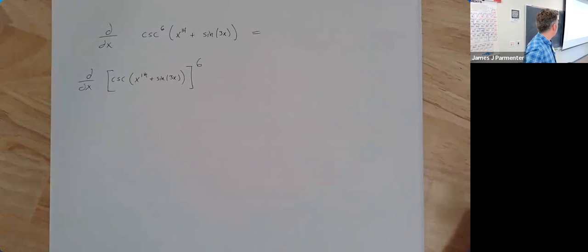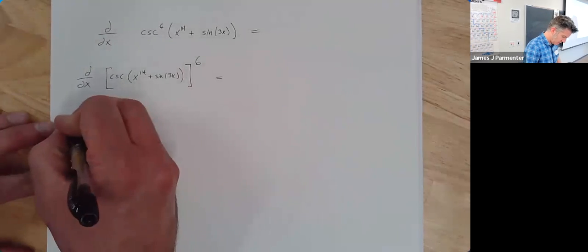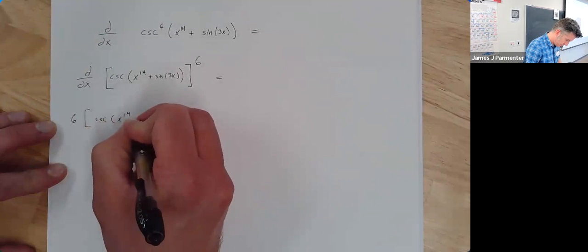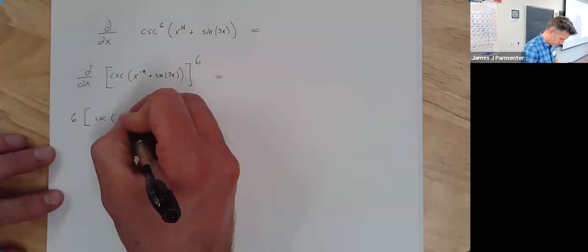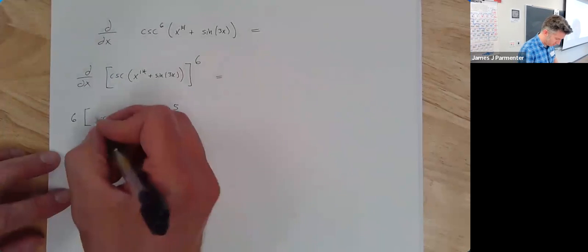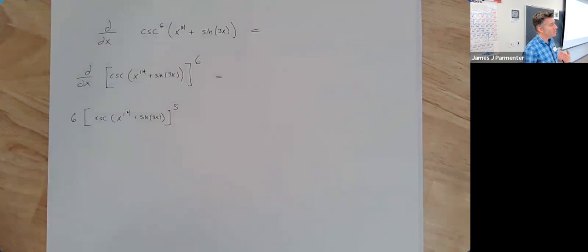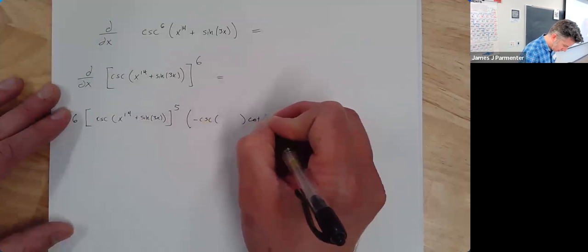Okay, let me show you how I do it, and then let me break down the steps. If I've got something to the 6th, the derivative is going to be 6 times that stuff to the 5th power times the derivative of the inside stuff. Oh boy, it's going to get messy. The inside is cosecant of some new stuff, and the derivative of cosecant of x is negative cosecant of x times cotangent of x. So the derivative of cosecant of some new stuff is going to be negative cosecant of the new stuff times cotangent of the new stuff.